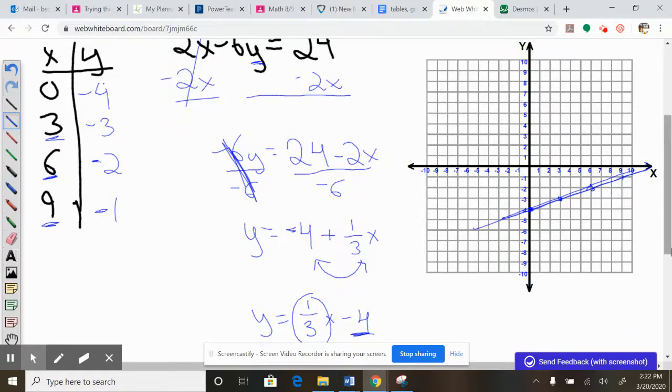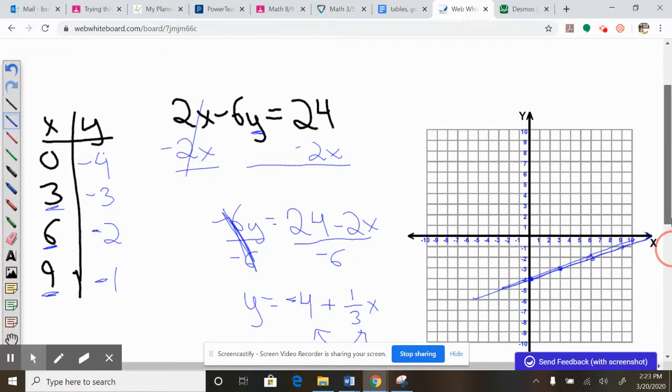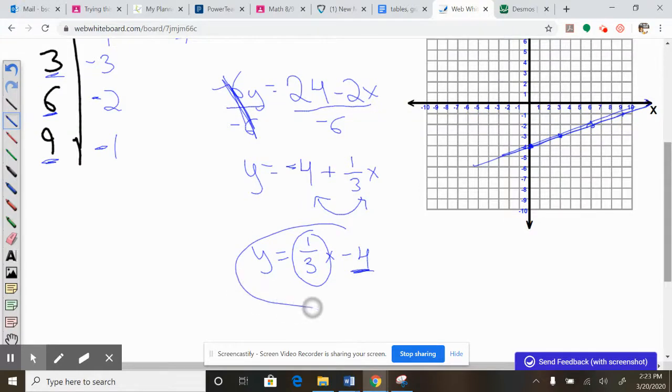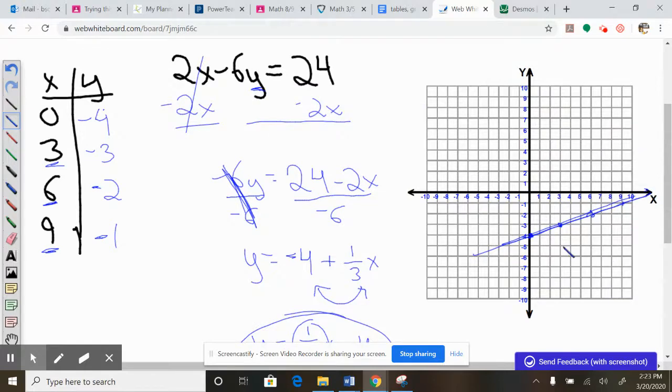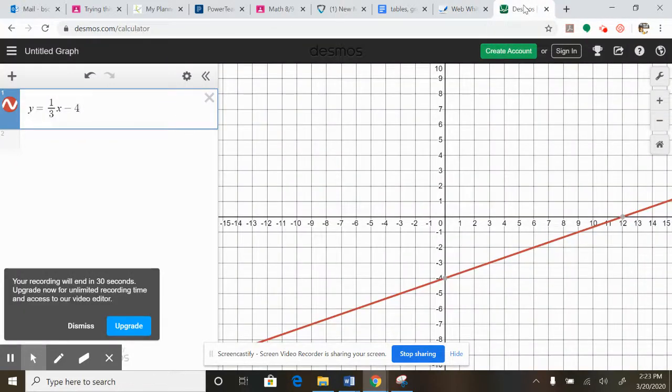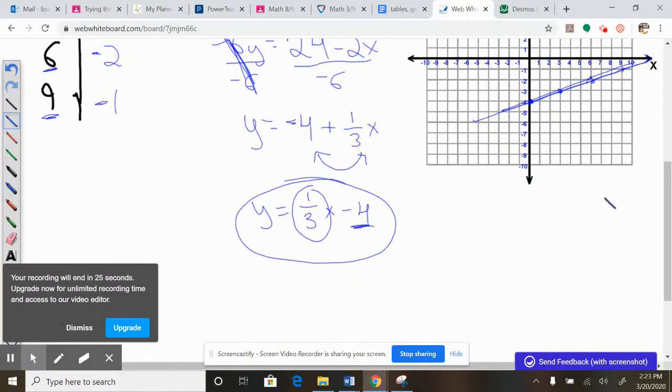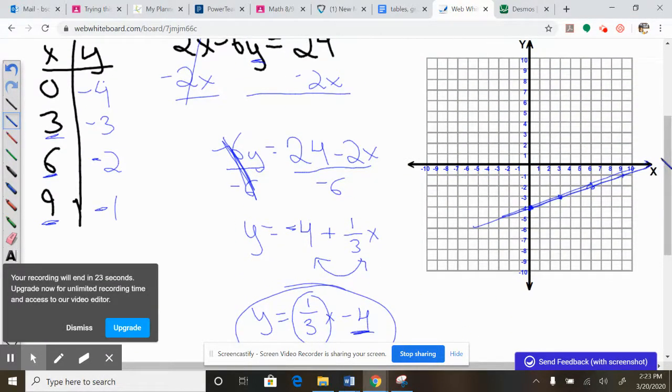So again, I started out with an equation in standard form. I got y by itself to get slope-intercept form right here. Now when it's in slope-intercept form, it made it easy to graph either on this drawing here, or I switched to Desmos. And then once I had it in slope-intercept form, I just plugged in the 0, the 3, the 6, and the 9. I plugged it in one at a time for this x and figured out what y would be.